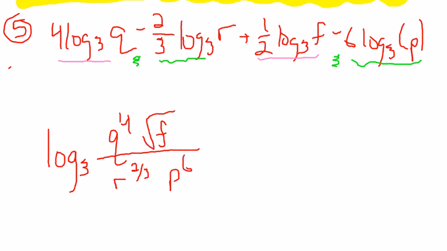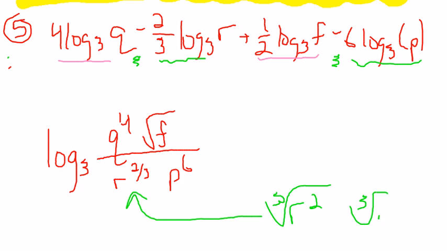There's another kind of variation of this answer that I would take. This right here is the same as R squared, cube rooted, or you could write it as cube root R with the squared on the outside. So I would take either that or that as a replacement for that.